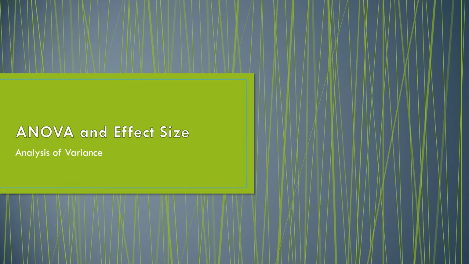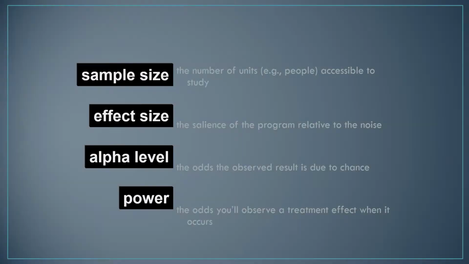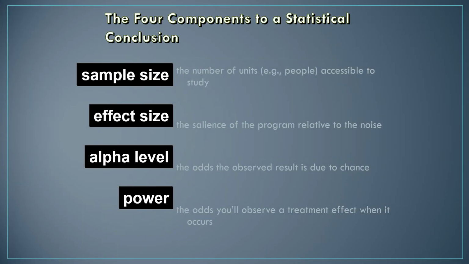This video will give you more information about ANOVA and effect size. So for ANOVA or any statistical test, you have these four pieces that work together to give you a statistical conclusion. And these four have to be in balance and work together so that you have confidence in the statistical conclusion.